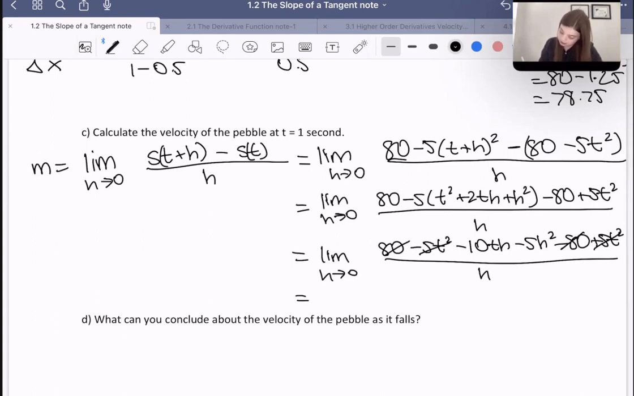And then we can actually cancel this h out with one of the h's here, since it's all that's left. And then we can also plug in h equals 0 right now. So if h is equal to 0, then the answer is negative 10t. That is all that is left here, right? Because minus 5h just becomes 0. So the answer is negative 10t.